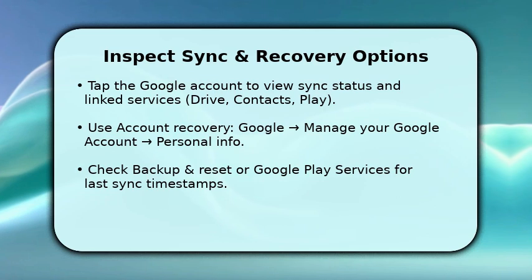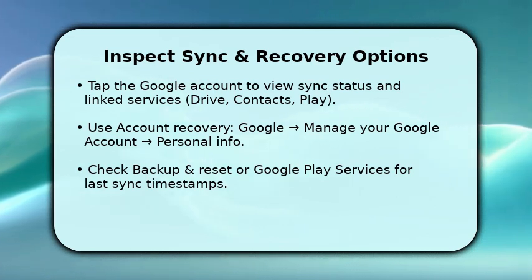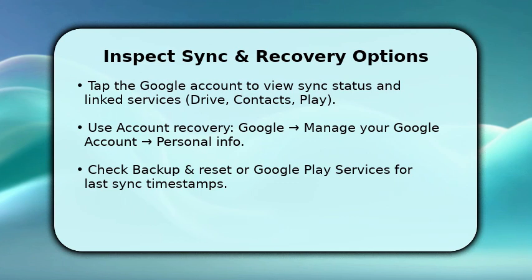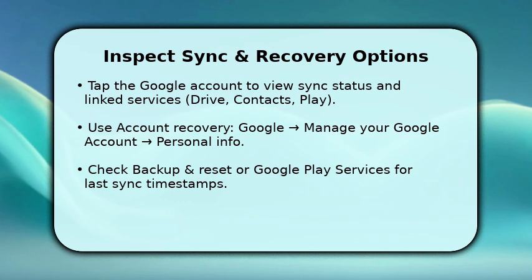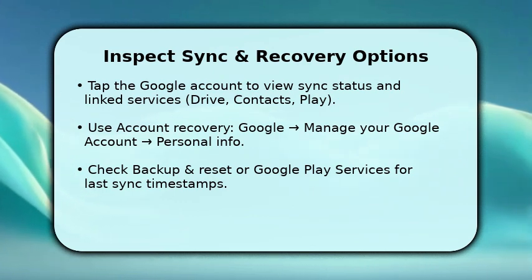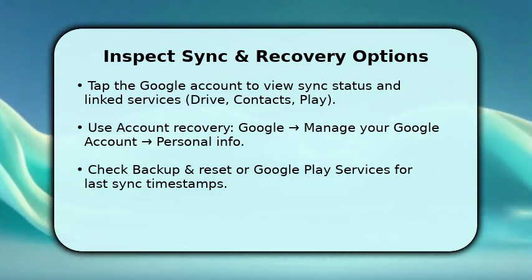Next, open Google Settings, then Manage your Google account, then Personal Info to confirm the exact email address. Make sure to check Backup and Reset or Google Play services for last sync timestamps so you know when the account was active. If multiple accounts appear, compare timestamps and service lists.